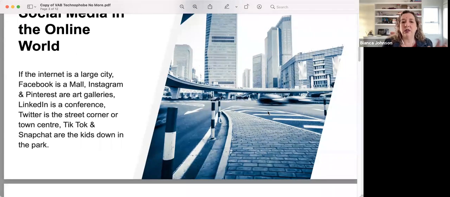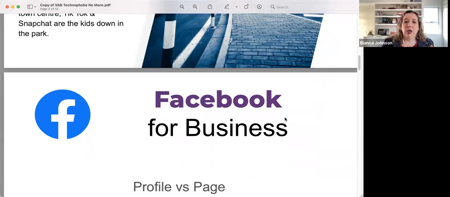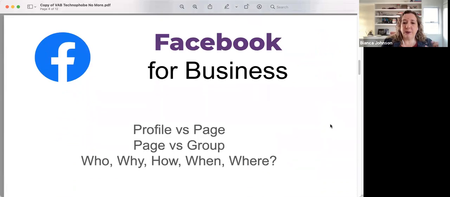And I'm going to use this analogy as we go through the different platforms to help you understand what the bits and pieces are that fit into a particular platform. So next we go on to Facebook for Business. And one of the biggest questions that most people want to know is, what is the difference between a profile and a page, particularly when it comes to using Facebook for your business?